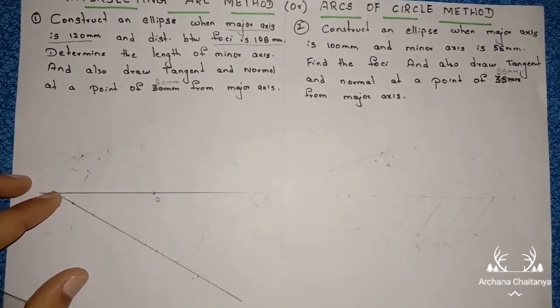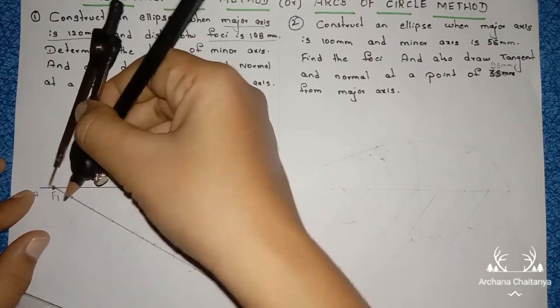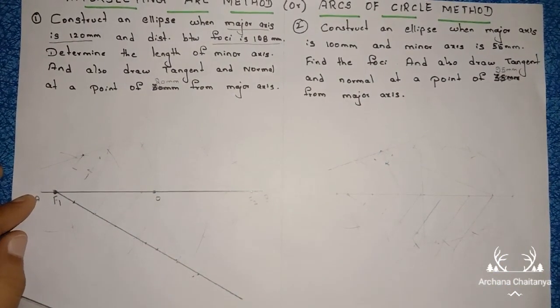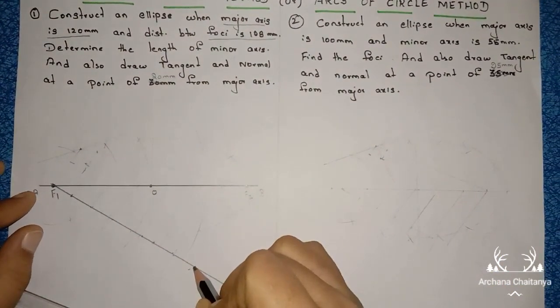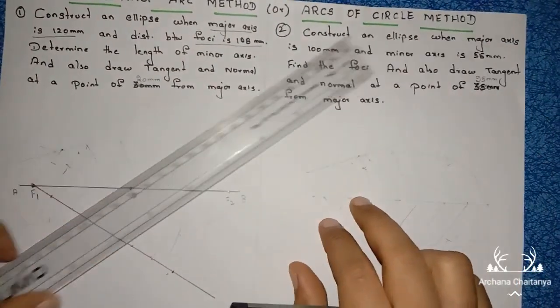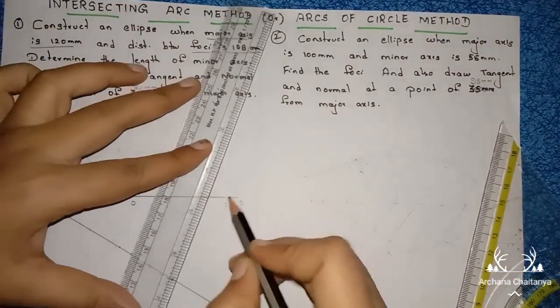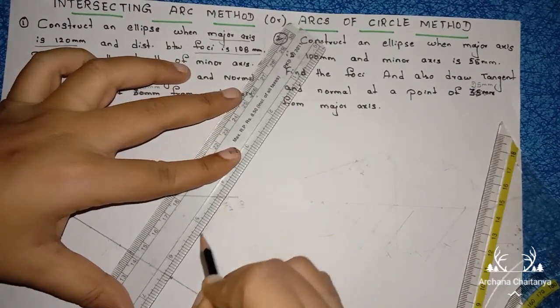See, I am not changing the radius of my compass. With the same radius I first took, I am dividing into equal parts. Divide into 6 to 8 equal parts, that is your wish. This is my last arc here. Join this last arc to the F2 point.